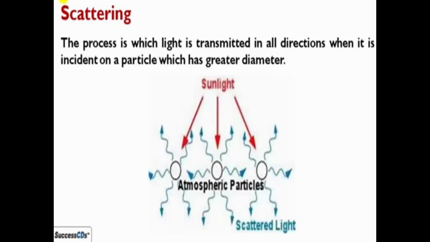Scattering, as I told you, is the process in which light is transmitted in all directions. As you can see, this is the sunlight, and it is scattered in all directions, and it becomes incident on the particle having greater diameter.